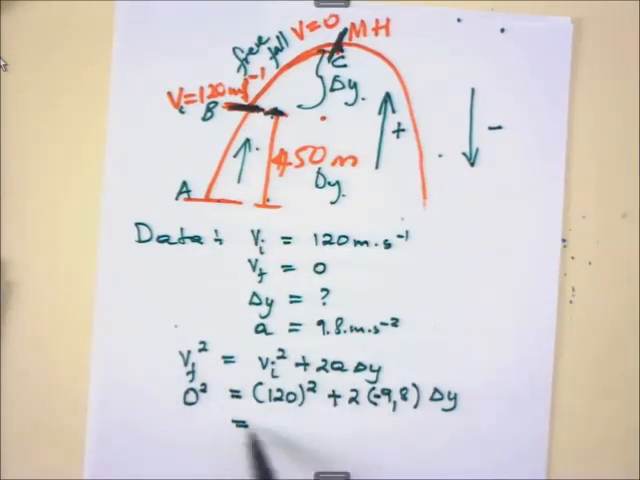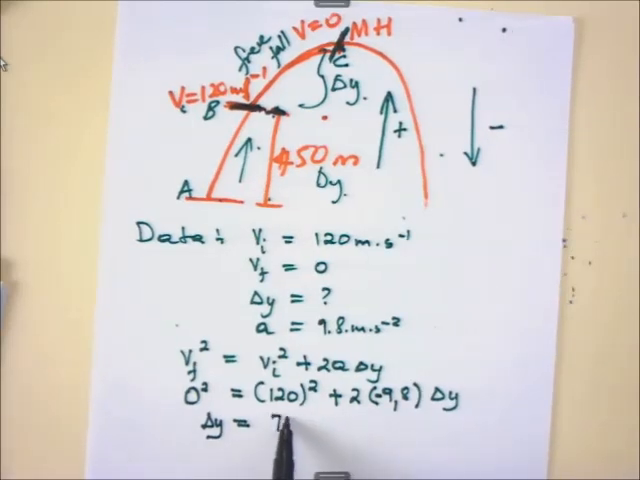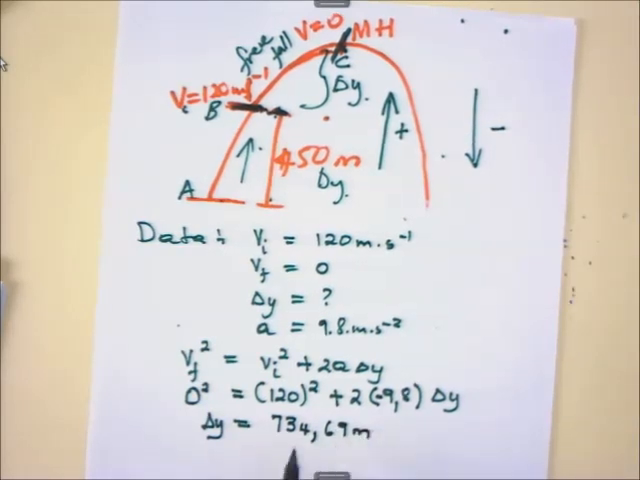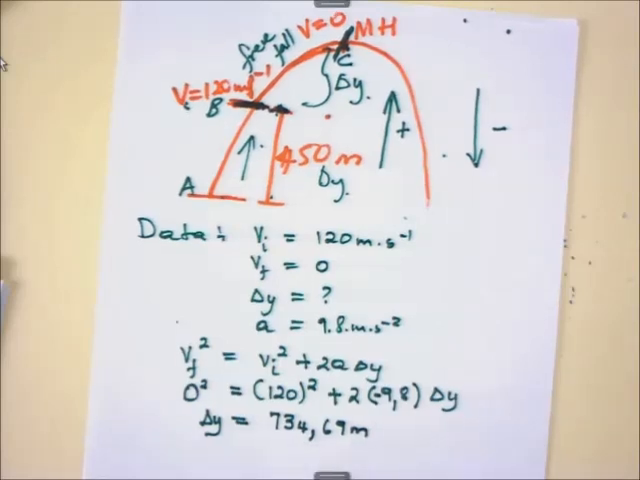After calculating and doing everything with your calculator, your answer will be 734.69 meters. It is positive. Why? You're going to transpose this side to the left hand side, and it's going to change the sign. The 19.6 delta y is going to change the sign, it's going to be positive. Then your answer will be 734.69 meters.